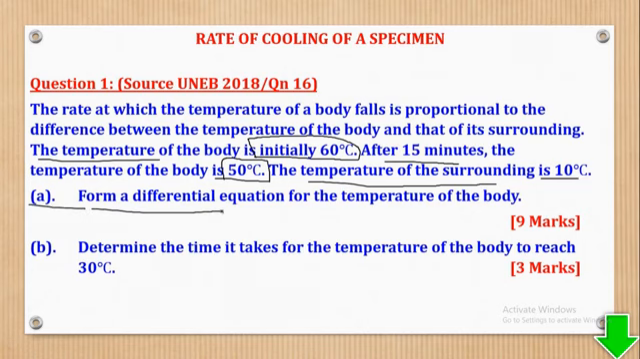Part A, form a differential equation for the temperature of the body. And part B, determine the time it takes for the temperature of the body to reach 30 degrees Celsius.